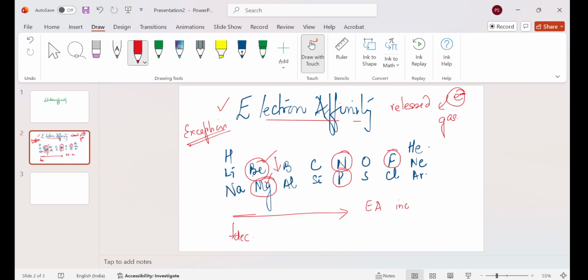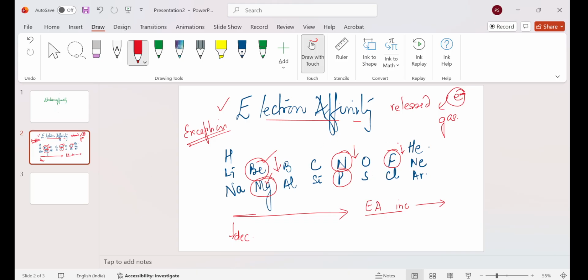Again, when we move from boron to carbon and we come to nitrogen, likewise we come to phosphorus, again there is a dip in the electron affinity. And then when we come from oxygen to fluorine, again fluorine has got a dip. So the trend says electron affinity should increase left to right, but this is not happening. So there is a reason. To understand this reason, children, we are going to study the factors that affect electron affinity.